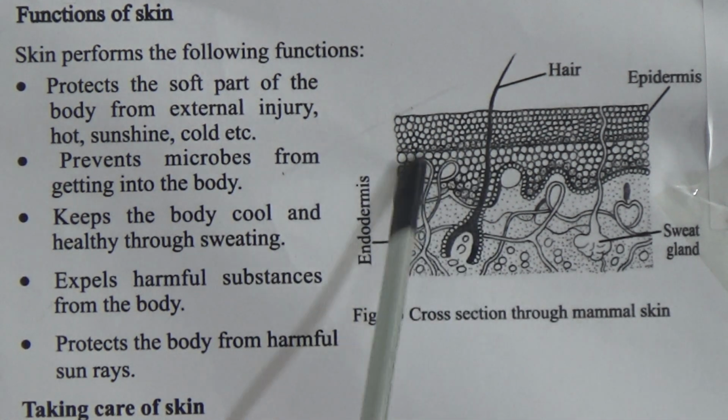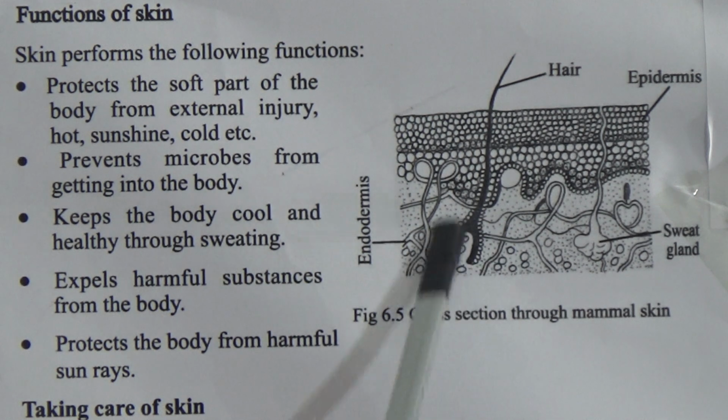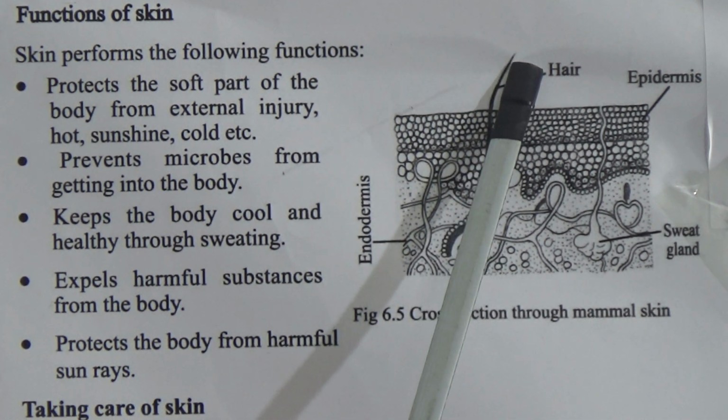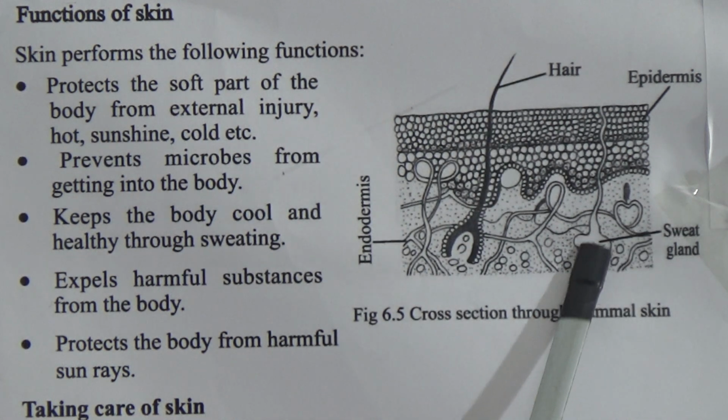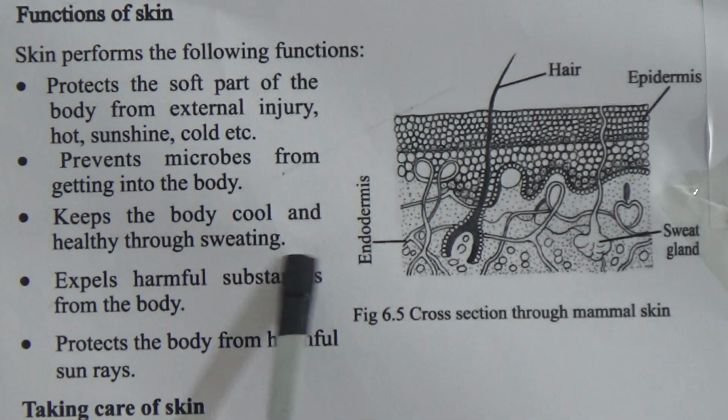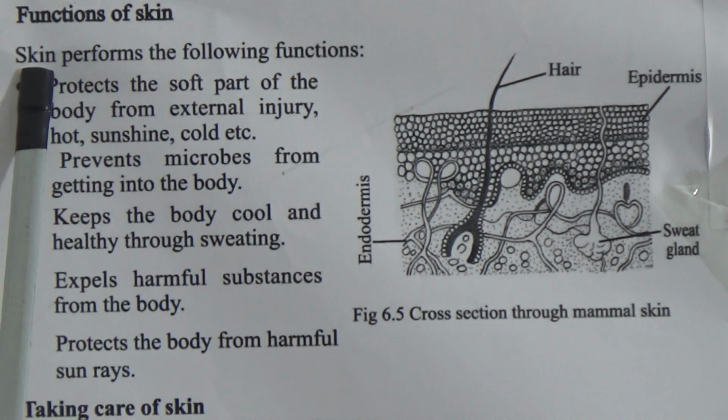Look, this part is called the dermis, and the hair follicle grows from here and the hair comes out through the epidermis. And this is the sweat gland. From here sweat is produced and it comes out through the epidermis. Now we will discuss the function of skin. Skin performs the following functions.